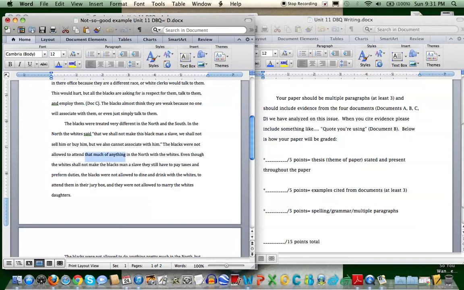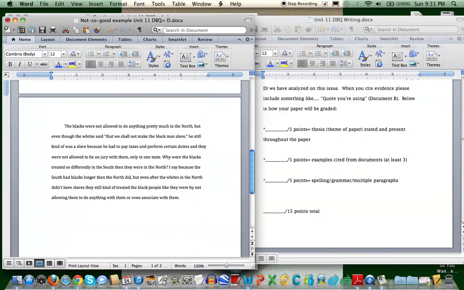"Even though the whites shall not make the black man a slave, they shall have to pay taxes and perform duties. The blacks were not allowed to dine and drink with the whites, to attend them in their jury box, and they were not allowed to marry the whites' daughters." Again, this is basically a sentence here that was a direct quote from one of your documents, but there isn't a document listed.